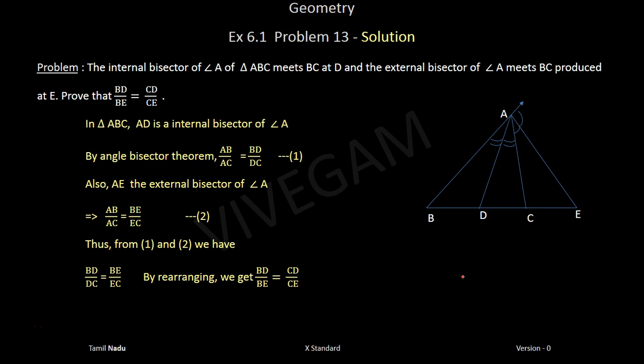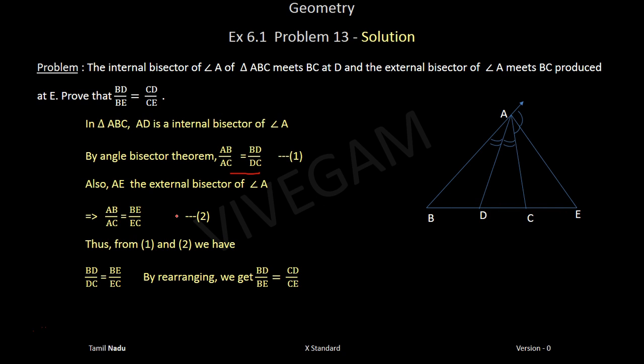Okay, the solution. In triangle ABC, AD is the internal bisector of angle A, and AE is the external bisector of angle A. You have to apply the angle bisector theorem first for the internal bisector AD. So we get AB by AC equal to BD by DC. That is what we have here, right? Now let's apply the same for the external bisector of angle A, that is AE. It will be again AB by AC, because AB and AC are the two sides which contain the angle A, right? Is equal to BE divided by CE.